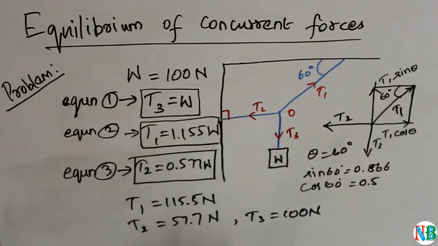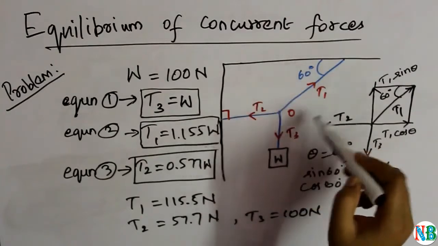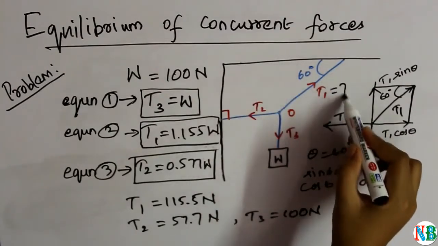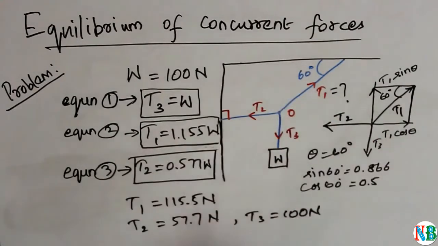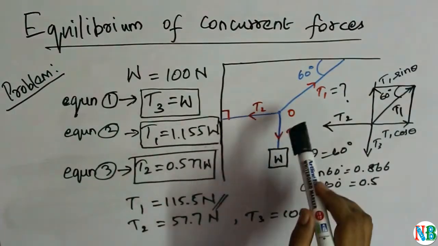Here in this question they have asked only the tension of rope 1. So for this question the answer is this: the tension of rope 1 is 115.5 Newton. This is the example problem for a force that is acting on an object which is in an equilibrium state.